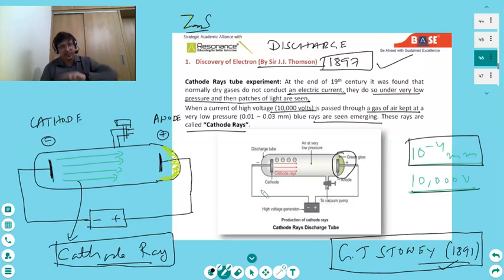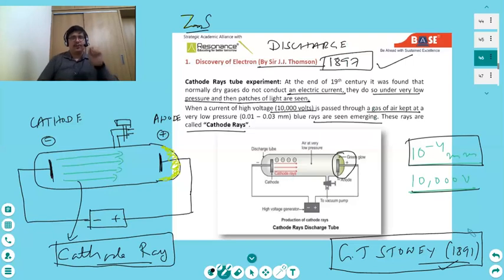So the electron was discovered by Sir J.J. Thomson in 1897, but the name was given by G.J. Stoney in 1891. Discovery 1897, and the name was given in 1891.